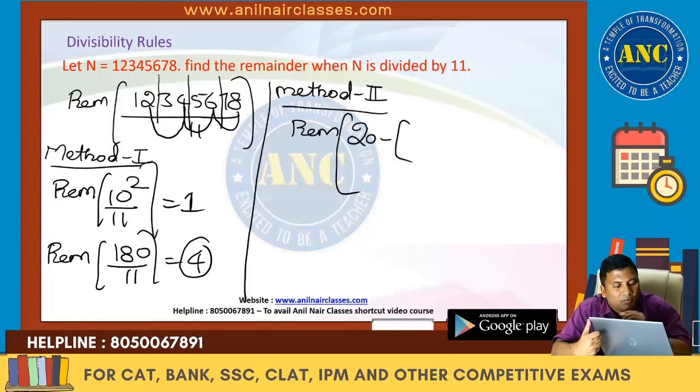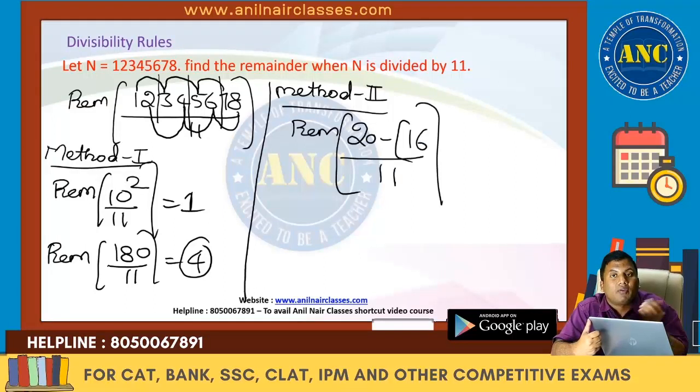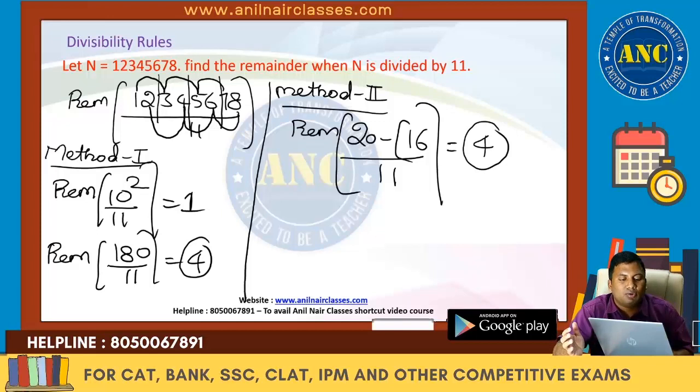Minus of, what are the even place values? 7 plus 5 is 12, 12 plus 3 is 15, 15 plus 1 is 16. 20 minus 16 divided by 11. 20 minus 16 is 4. 4 divided by 11, the answer is again 4. Method 1 gave you the same answer.